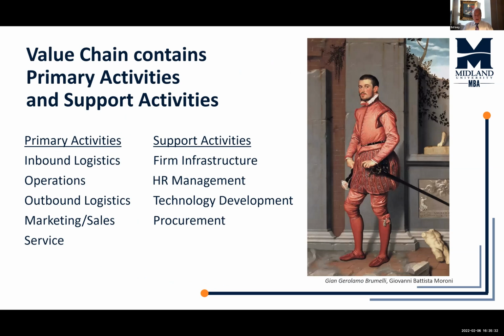So our value chain contains primary activities and support activities. So when we think of our primary activities, what are they? They're inbound logistics, operations, outbound logistics, marketing and sales, and service. And then our support, which are secondary activities, but nonetheless as important. They're the firm infrastructure, HR management, technology development, and procurement.